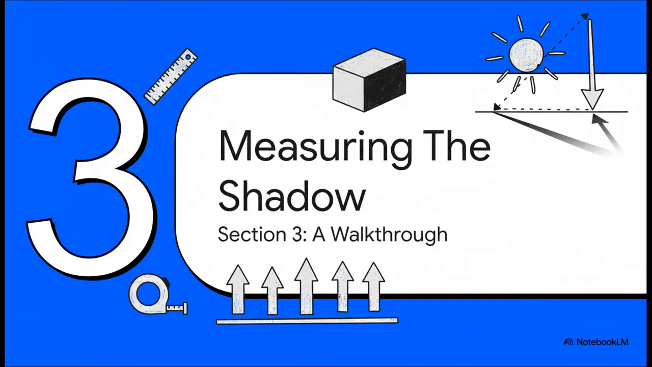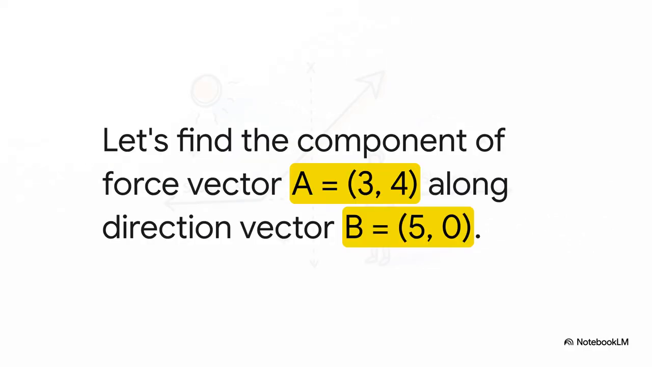All right, enough theory. Let's get our hands dirty and actually measure a shadow with a real example. Okay, here's our setup. Our force, vector A, is (3, 4).